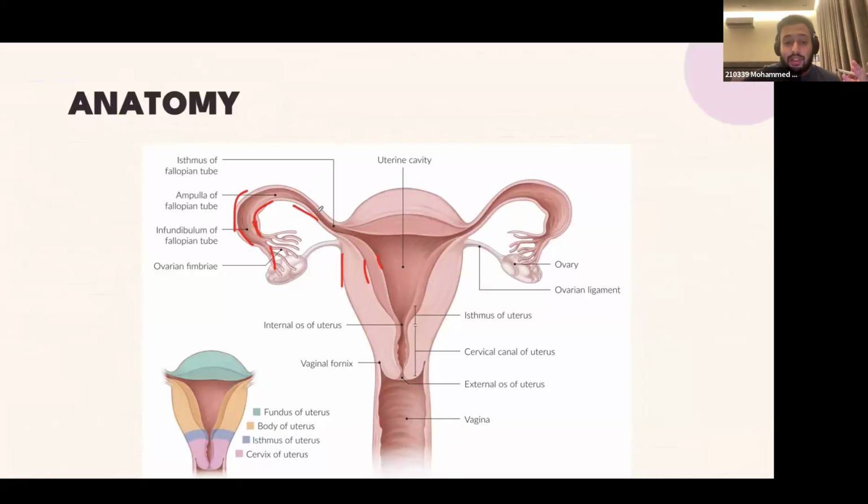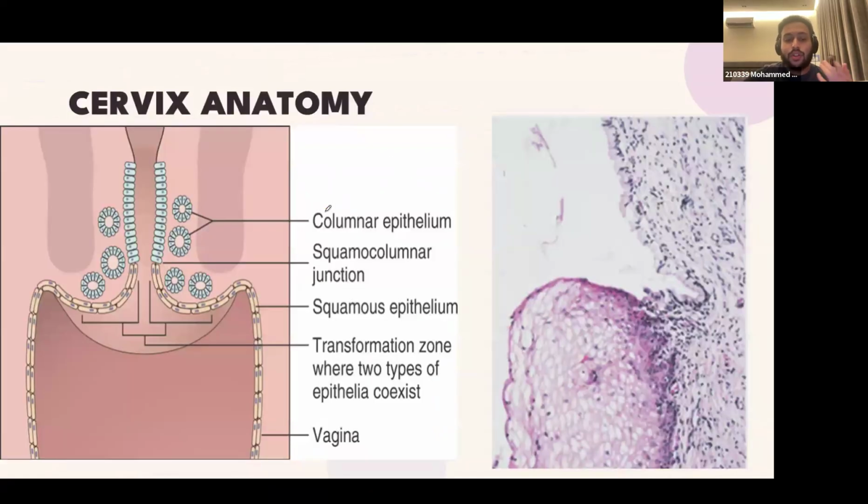Then you have the isthmus, which is the thinnest portion of the fallopian tubes. The significance of this is if an ectopic pregnancy happens here, the risk of rupture is very, very high because it's very thin, okay? And that's just the clinical implication of this. Now let's go into a bit of detail about the anatomy of the cervix. So the cervix has two parts, the endocervix, which is basically this portion, which is continuous with the uterus. Then the ectocervix, which is continuous with the vagina.